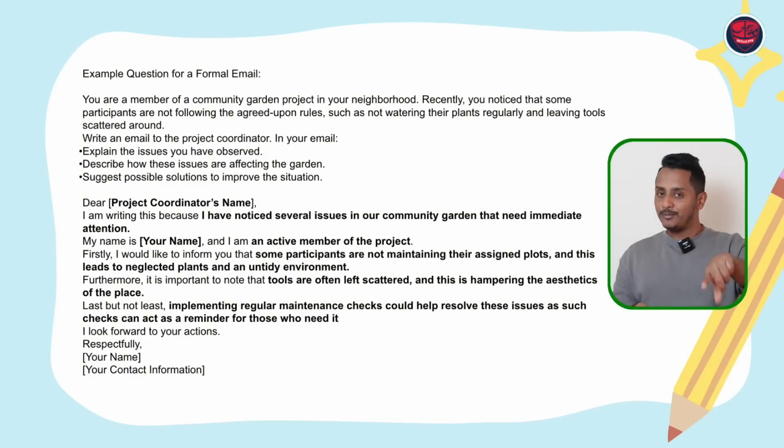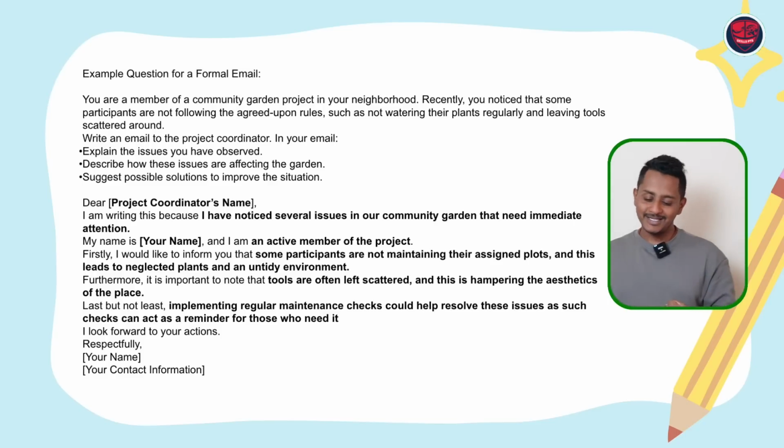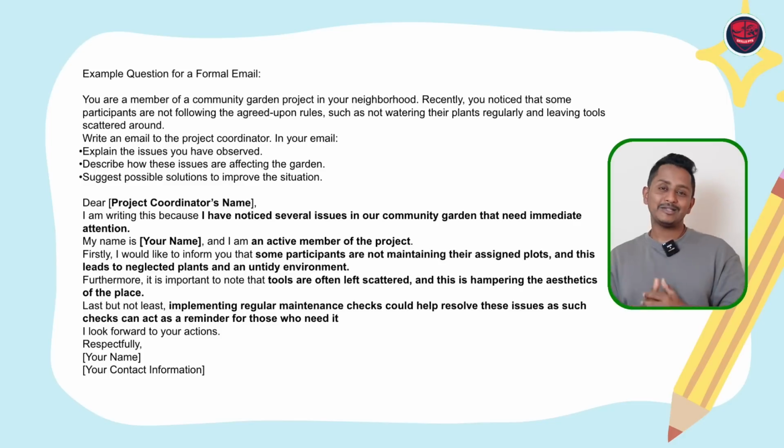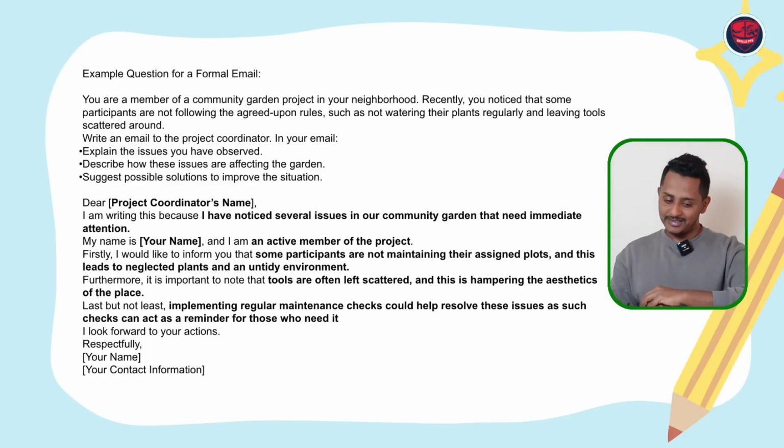First bullet point. What is the bullet point? Explain the issues you have observed. Now explain the issues. I would like to inform you that some participants are not maintaining their assigned plots, and this leads to neglected plants and untidy environment. Next is describe how these issues are affecting the garden. Furthermore, it is important to note that tools are often left scattered, and this is hampering the aesthetics of the place. That's how it is affecting the garden.